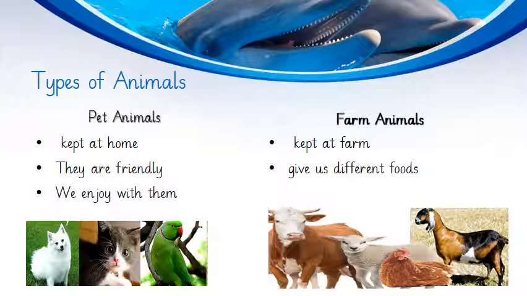Next are farm animals. Those animals which are kept at farms are farm animals. For example, sheep, goat, cow, chicken, rabbit, duck, and so many other animals. Farm animals give us a variety of foods like milk, meat, and eggs. We make butter, cheese, yogurt, sweets, and ice cream from milk.